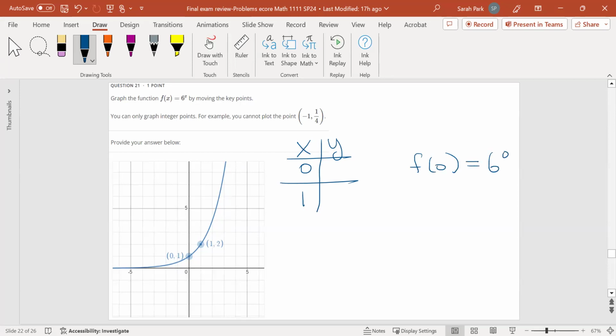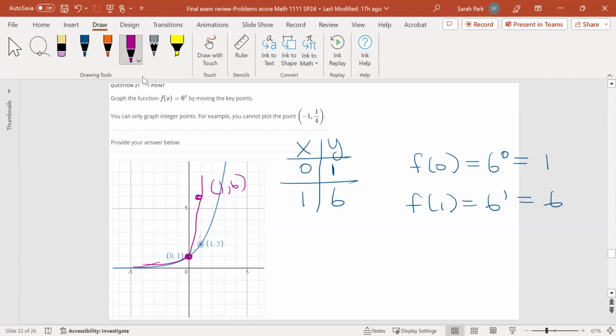F of 0 is 6 to the 0, and 6 to the 0 is 1. So 0, 1. That point stays the same. So you wouldn't move that point 0, 1. You would just keep that first point where it's at. And then f of 1 is 6 to the first, which is 6. So 1 comma 6. This second point, you would actually have to move to 1, 6. And if you do that, your graph will look more like this.